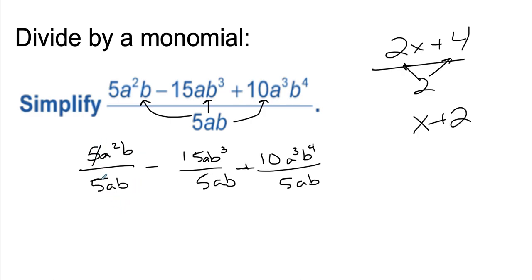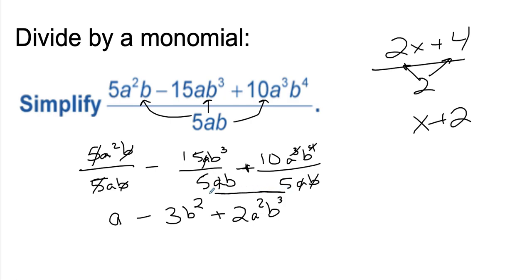So the 5's are going to go away here. The b's are going to go away. So a squared over a, that is just an a. 15 over 5, that would be a 3. The a's are going to go away, and then we subtract from the bigger exponent, so that would be b squared. Last one, that's a plus. Doesn't look the best, we'll go with it. 10 over 5, that would be a 2. Take out an a, so that's a squared. Take out a b, that's b to the third. So that's what we got.